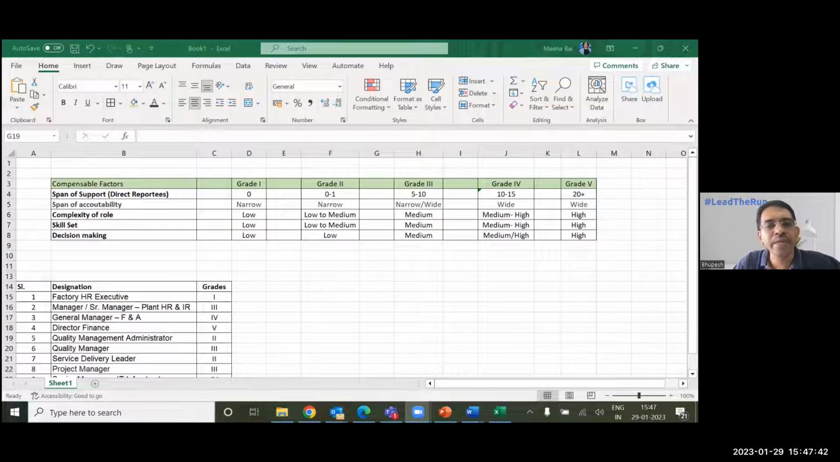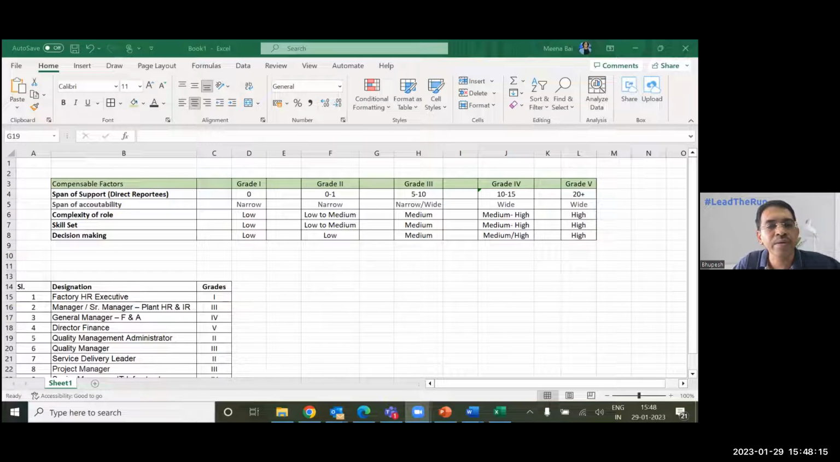Span of accountability could be financial accountability, or operational accountability, or customer commitment accountability. So more from that angle. And complexity of the role is more of the scale, complexity, and the pace that the organization is operating in. In that context, the complexity of the role. And skill sets are more towards the unique skill sets where we have to pay a premium and which are very difficult to hire. In that context, the skill set is one of the compensable factors.